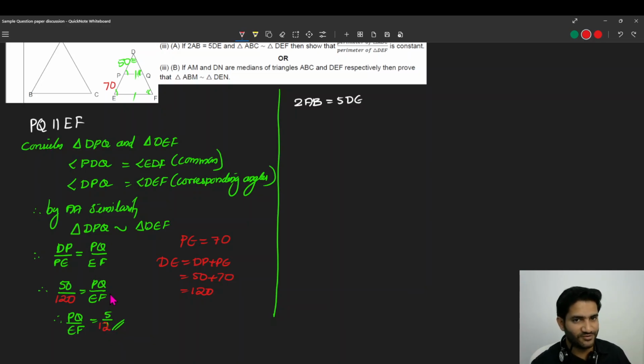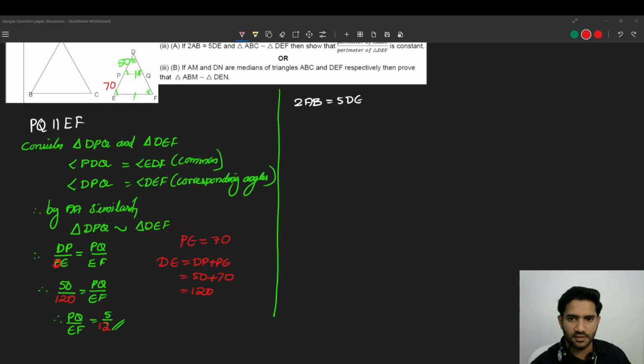So in the examination, read the question very carefully. A simple mistake will create a big mistake. The final answer will be wrong if you take PE instead of DE. Here DE is 120, so the mistake is here: DP by DE, DE is 120, so we'll get 5 by 12.